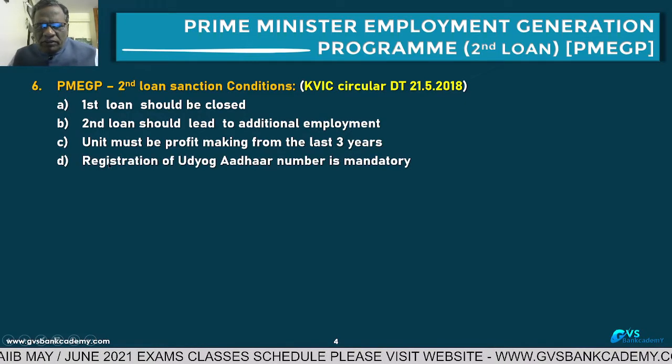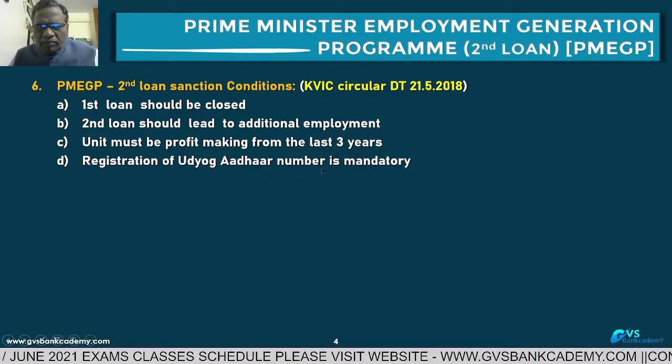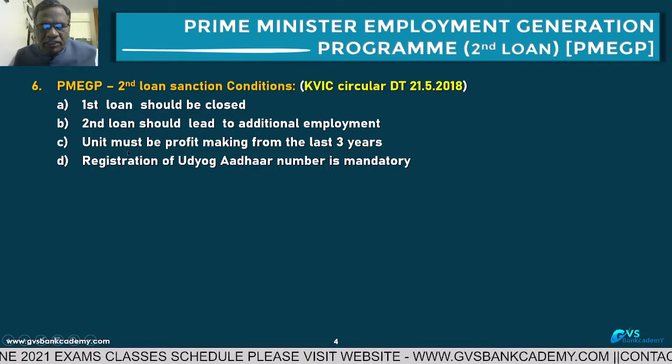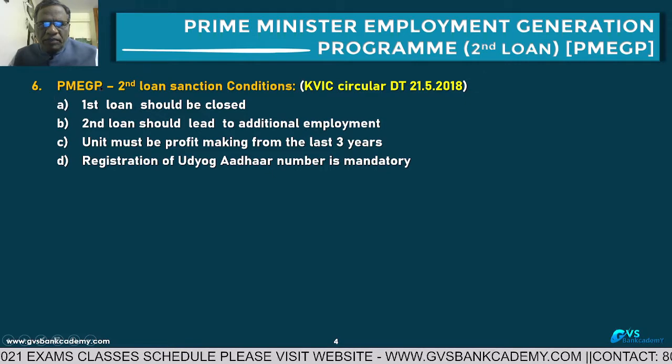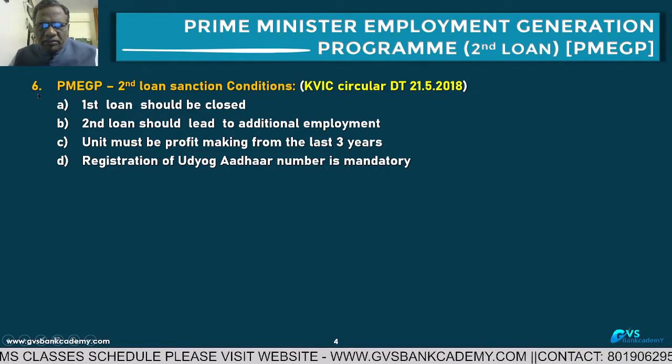And the fourth one is that registration of Udyog Aadhaar number is mandatory. These are the conditions for the second loan under PMEGP. This question they are asking repeatedly.